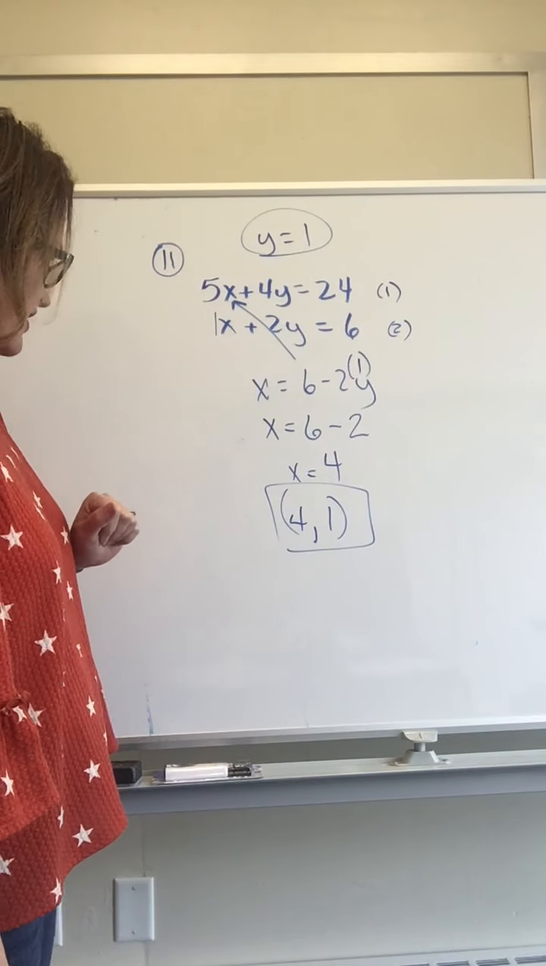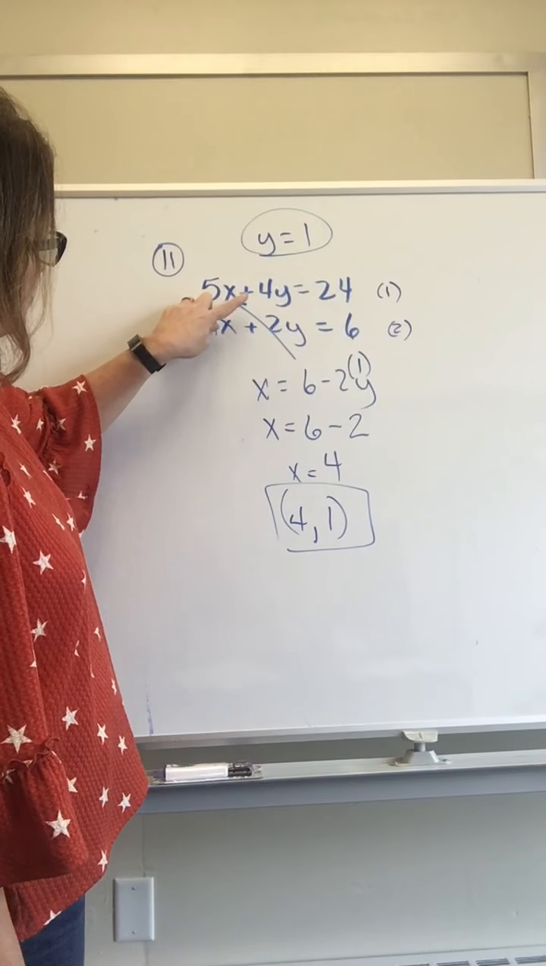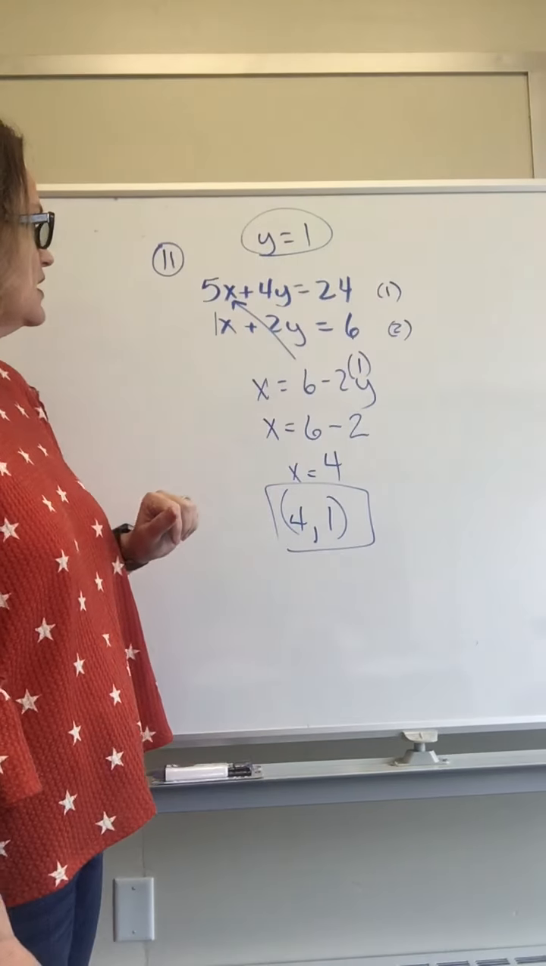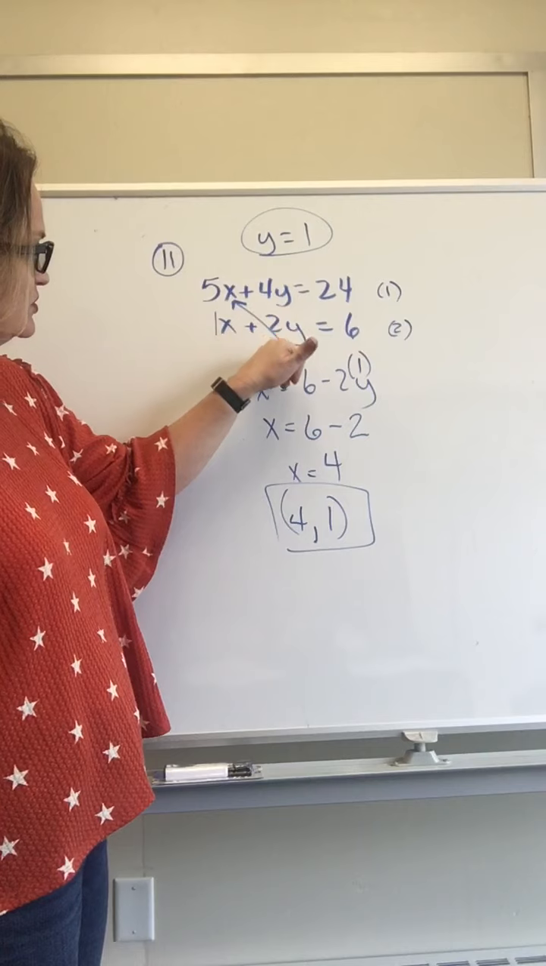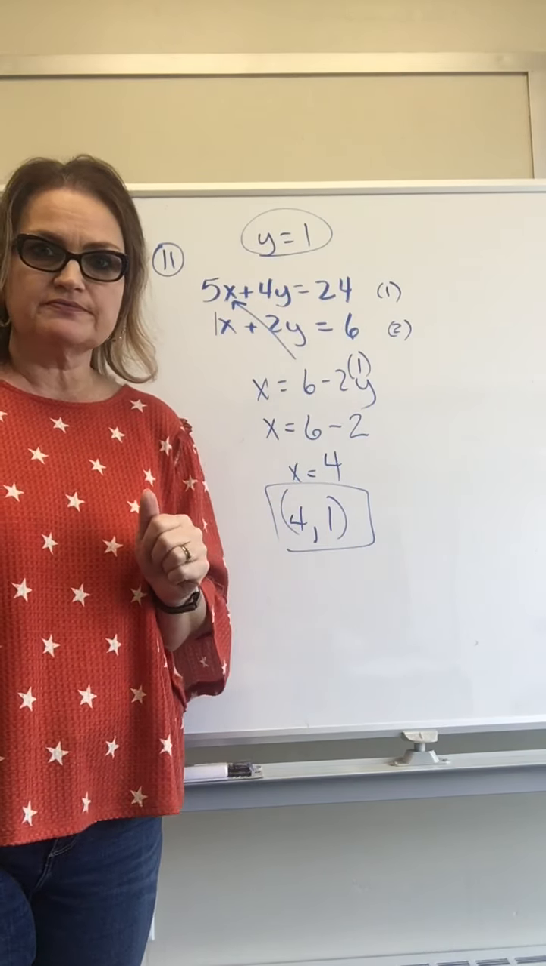Check it out. Make sure that that's so. Is 5 times, x is 4, 5 times 4 plus 4 times 1, 24? Yes, and it is 4 for x, 4 plus 2 times 1, 4 plus 2 is 6. See how it works for both of those.